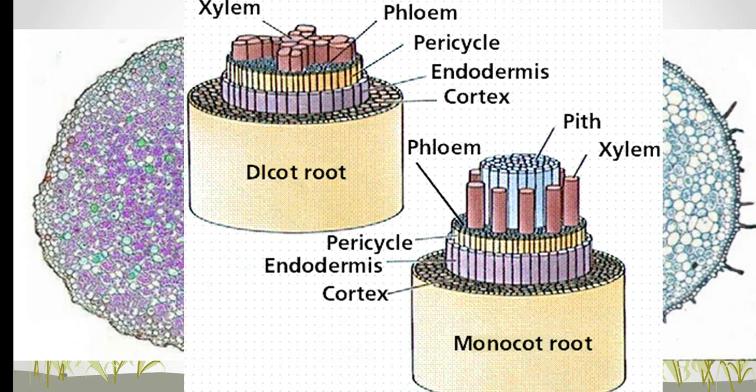There's our dicot root. You see that X in there? X for xylem. That's a pretty good way to remember it. Our phloem is right next to it there. And then our xylem is arranged sort of in that circular pattern on the monocot roots. More scattered than put together like the dicot.